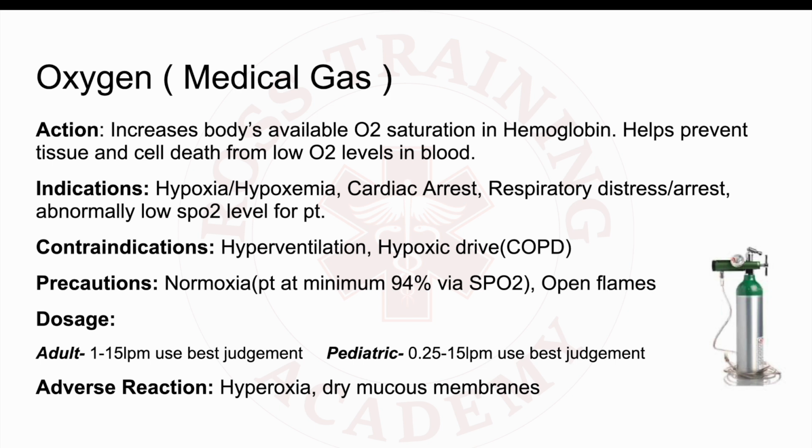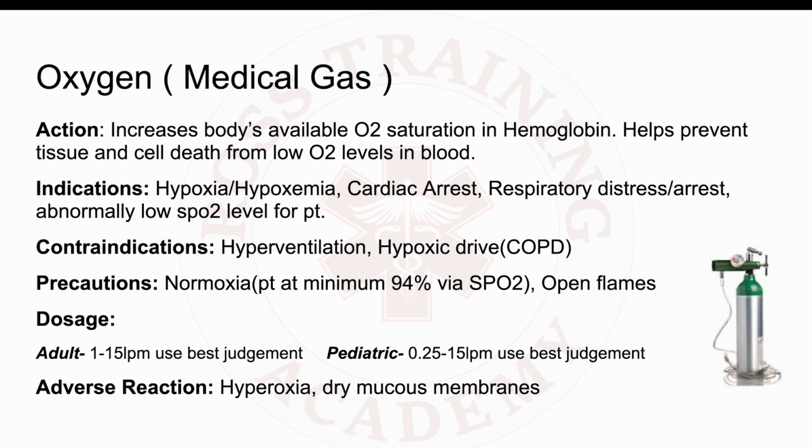So the first one I want to start with is just oxygen, medical gas. You know, we learn in school just give oxygen to everybody, so it's in this lecture. It increases the body's available oxygen saturation in the hemoglobin to help prevent tissue and cell death. So you're going to use it with hypoxia and hypoxemia, low oxygen levels in the blood and low oxygen levels in the cells. You're going to use it for cardiac arrest, respiratory distress, or arrest, and then low SpO2 levels, or just if a patient's complaining of difficulty breathing, and even if their SpO2 level is fine, you can throw them on just a little bit of a maintenance oxygen just for comfort.